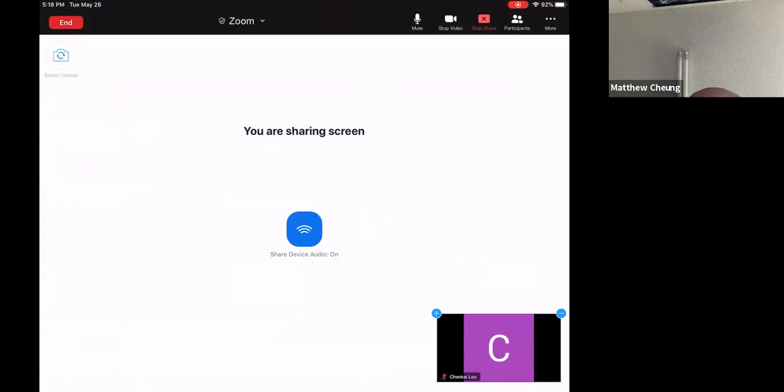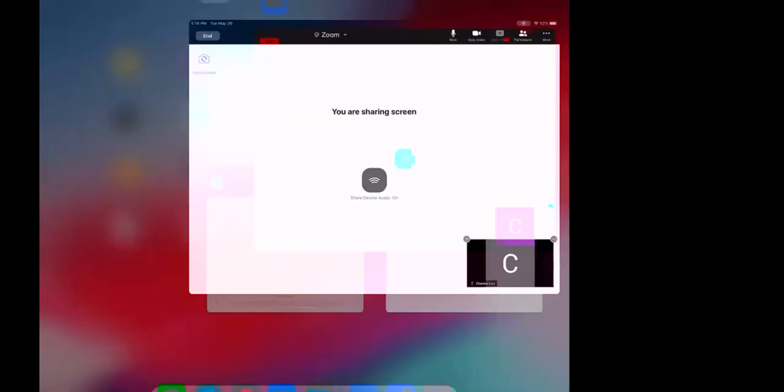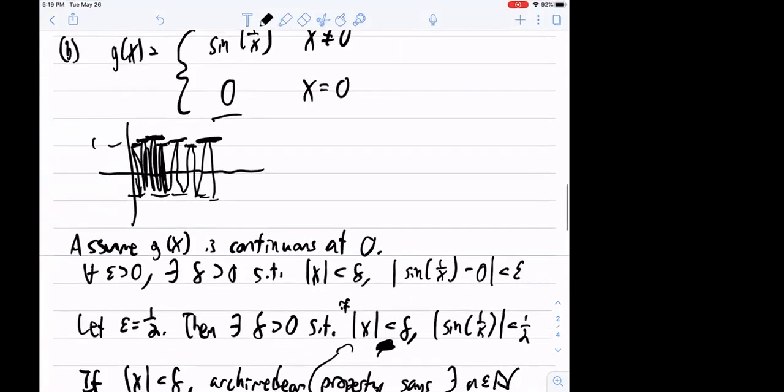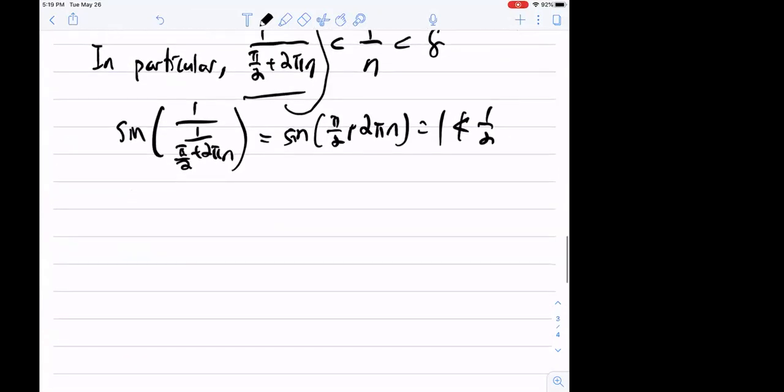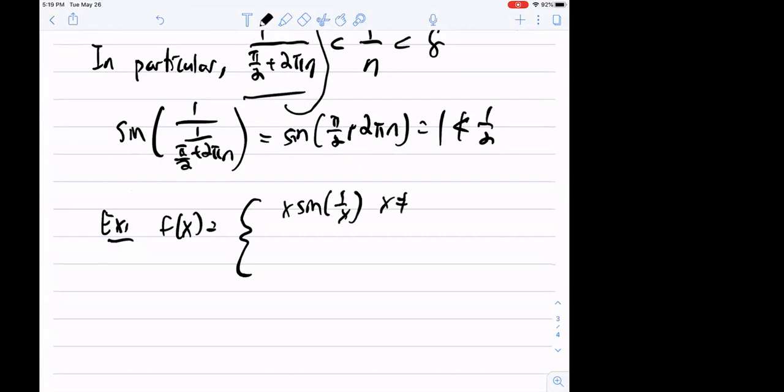So great. Basically, don't think that just because there's a 1 over x, it's not continuous. There are cases where we are continuous. For example, something like this. So why is this continuous at 0? To be continuous at 0, the limit as x goes to 0, what does it mean to be continuous? It means this, right?